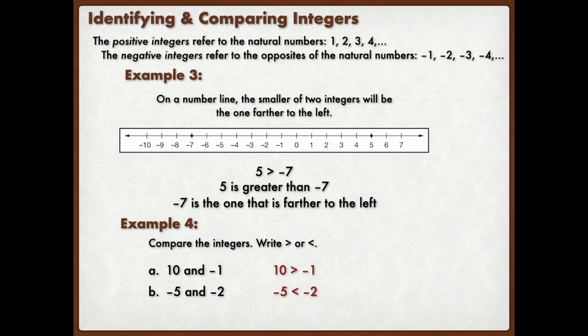-5 is further to the left. -2 is further to the right, closer to 0. So negative 5 would be smaller. So negative 5 is less than negative 2, or negative 2 is greater than negative 5.